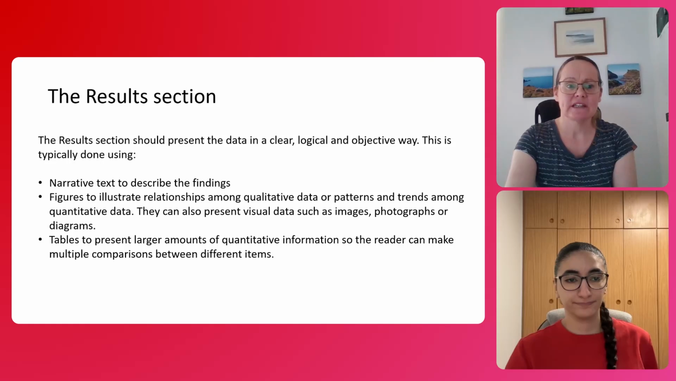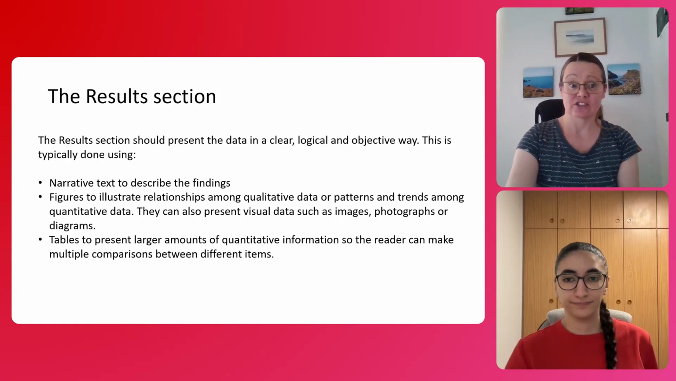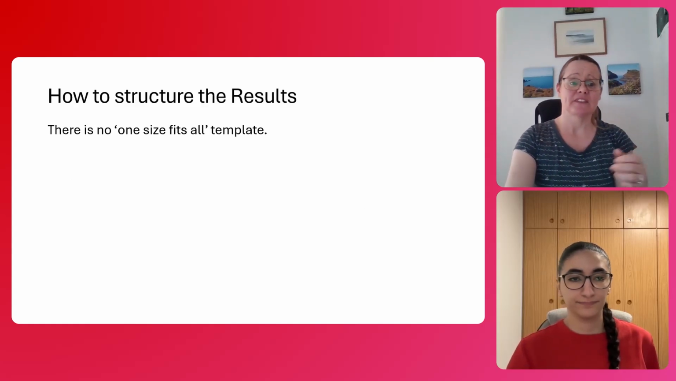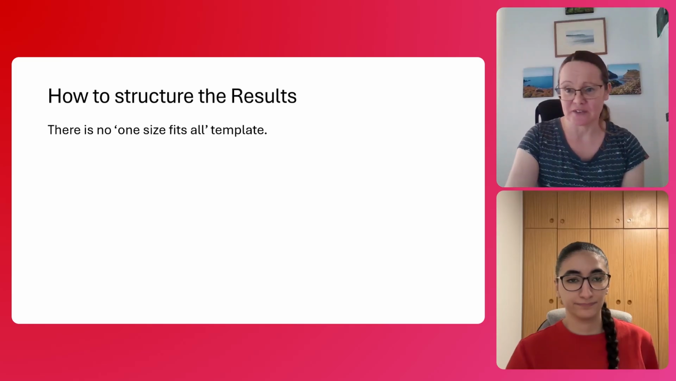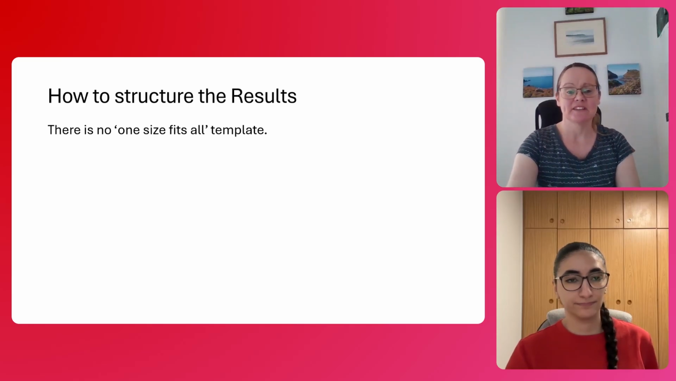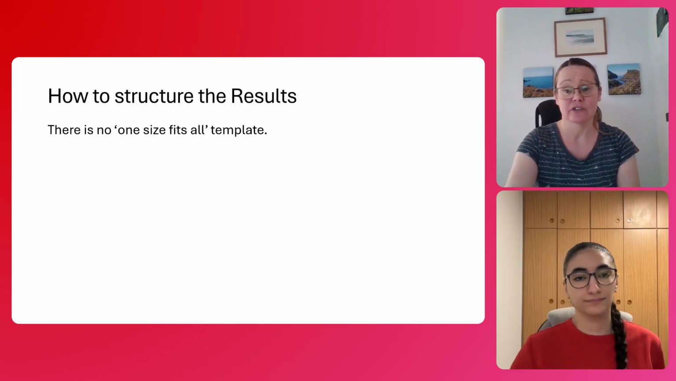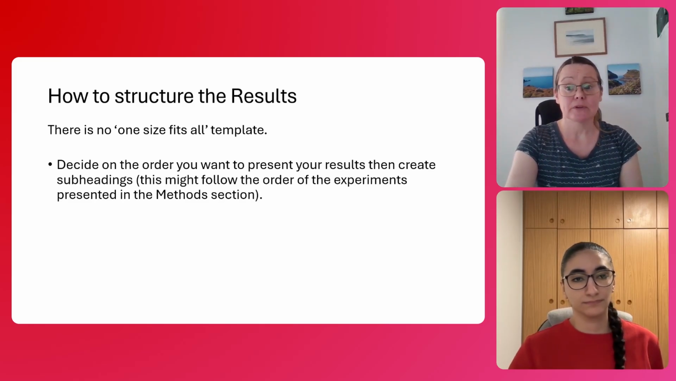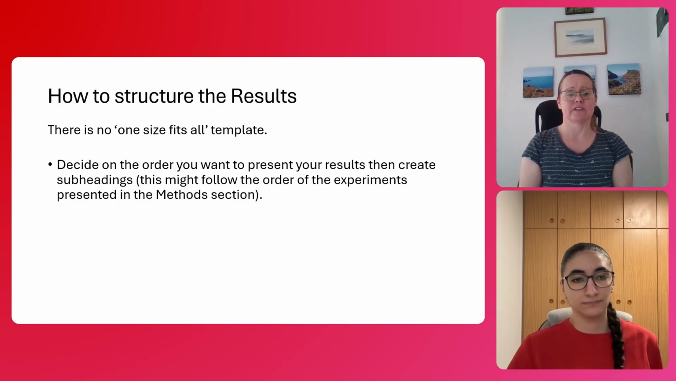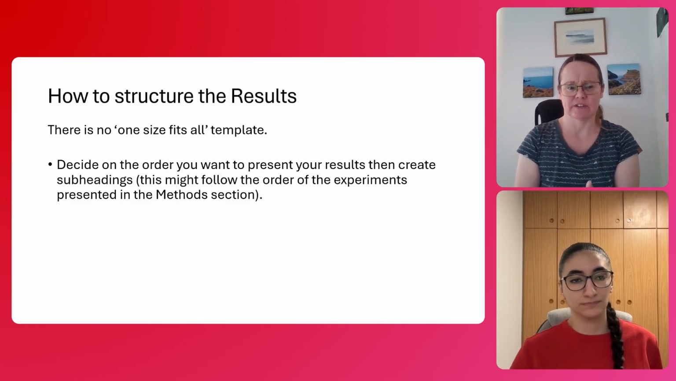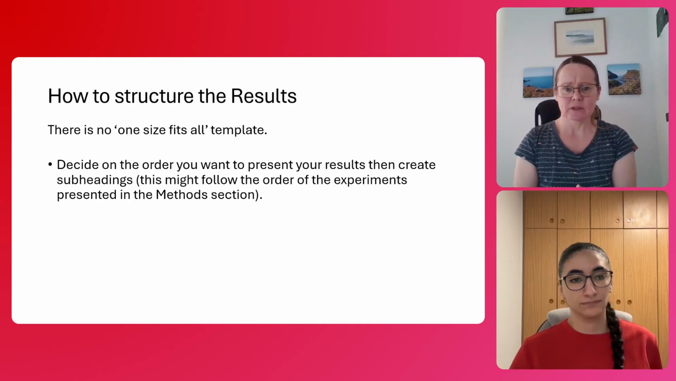How should we structure the results section? Rather like the methods, there is no one-size-fits-all template. It's going to depend a lot on your particular research story and, of course, your study design. But the first thing you need to do is to decide for yourself in what order you want to present your results. Okay? What makes the most sense?